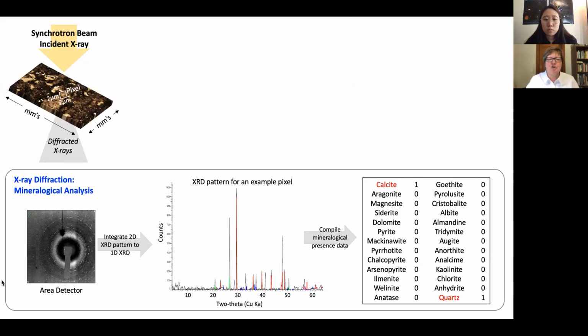Our objective is to generate 2D mineral maps for millimeter-sized areas of rock thin sections. At a leading-edge X-ray microprobe facility, such as the GSE CARS beamline at the APS synchrotron, it is possible to do X-ray diffraction for mineral identification at individual points in a raster scan with micron scale resolution. However, it's not feasible to use the beamline in this way for millimeter-sized areas due to the time needed for XRD data acquisition and interpretation.